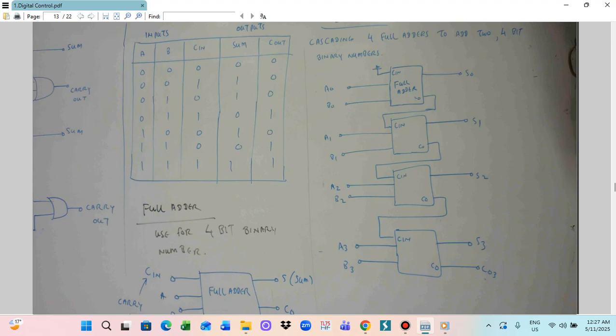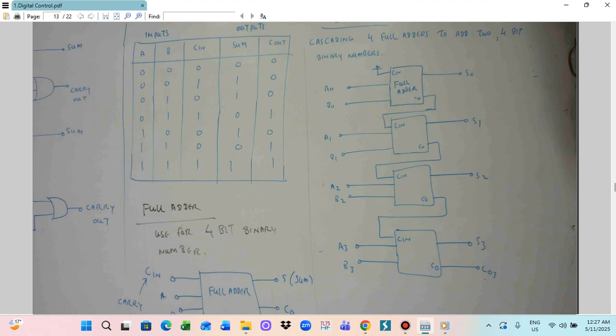Now we utilize the full adder circuit for cascading. Cascading means that you will need to add 4-bit binary numbers. So now I will make a cascading circuit. There will be the first full adder, where C in is connected to ground. We start from A0 and B0, and the output S0 comes out, and this is C0 coming here.